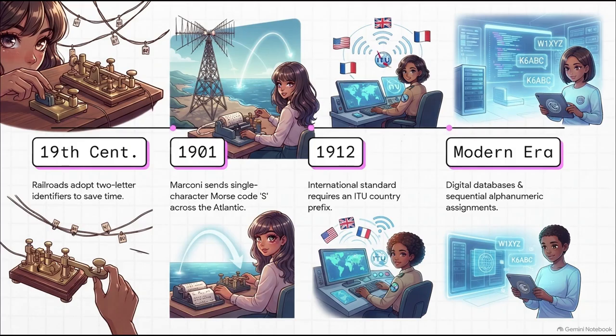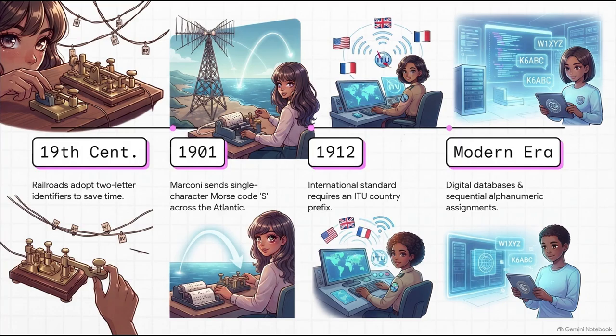They began way back in the 19th century when railroad telegraphs adopted simple two-letter identifiers just to save time on a shared wire. Think about 1901 when Marconi famously sent a single-character Morse code S across the Atlantic. Incredible. But by 1912, as the airwaves got more and more crowded, an international standard was adopted requiring an ITU country prefix to identify a nation.